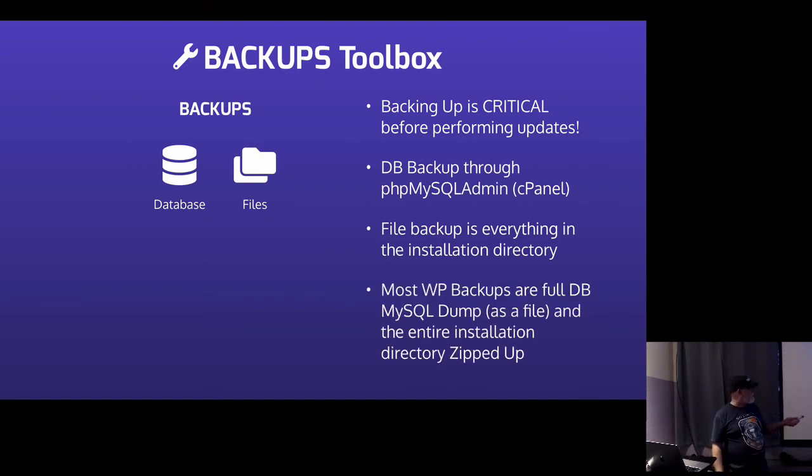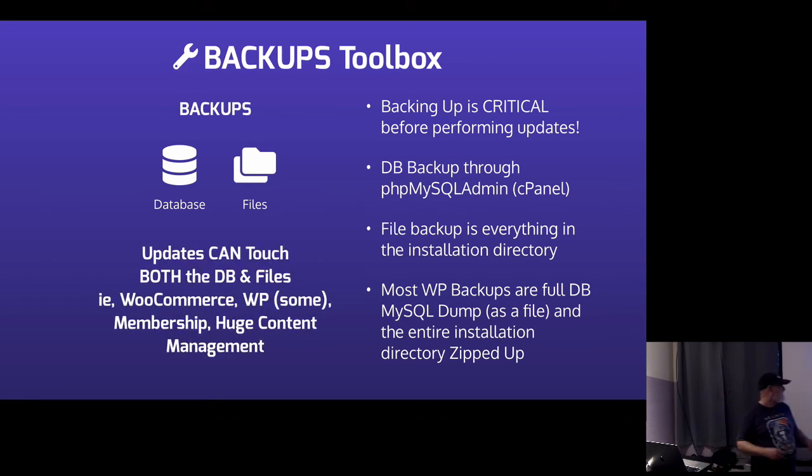Most WP backups, like if you use a WordPress backup utility, are a full database MySQL dump as a file, and then the entire installation directory of your WordPress as a zip, and the two of them are zipped together. If you go into the snapshot on WP Engine and open that file, that's exactly what's in it. It's an entire dump of your files in that directory, and your MySQL dump.